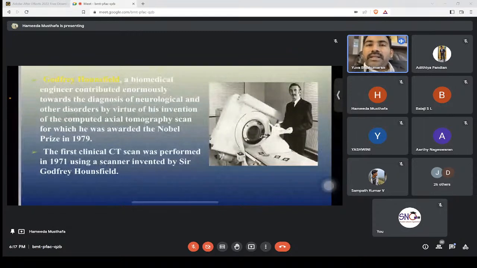The CT scan was discovered by Godfrey Hounsfield, a biomedical engineer who contributed enormously towards the diagnosis of neurological and other disorders by virtue of his invention of computed axial tomography, that is CT scan, for which he was awarded the Nobel Prize in 1979. The first clinical CT scan was performed in 1971 using a scanner invented by Sir Godfrey Hounsfield. So he is Sir Hounsfield with his CT scan.